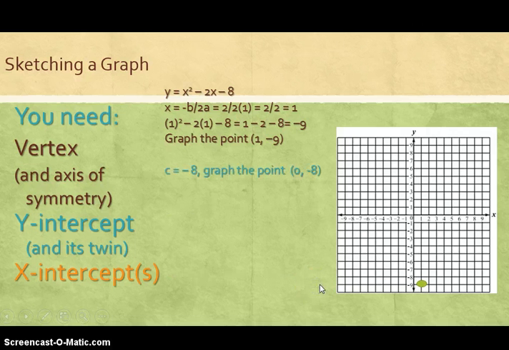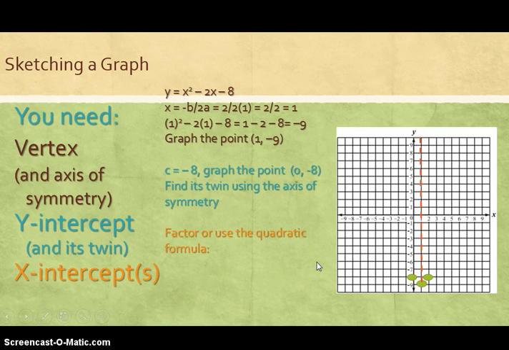Then we want to find my y-intercept. Well, since c is negative 8, we're going to graph the point 0, negative 8. And then we're going to find its twin using the axis of symmetry. There's my axis of symmetry, so the twin is equidistant from that. Right there.